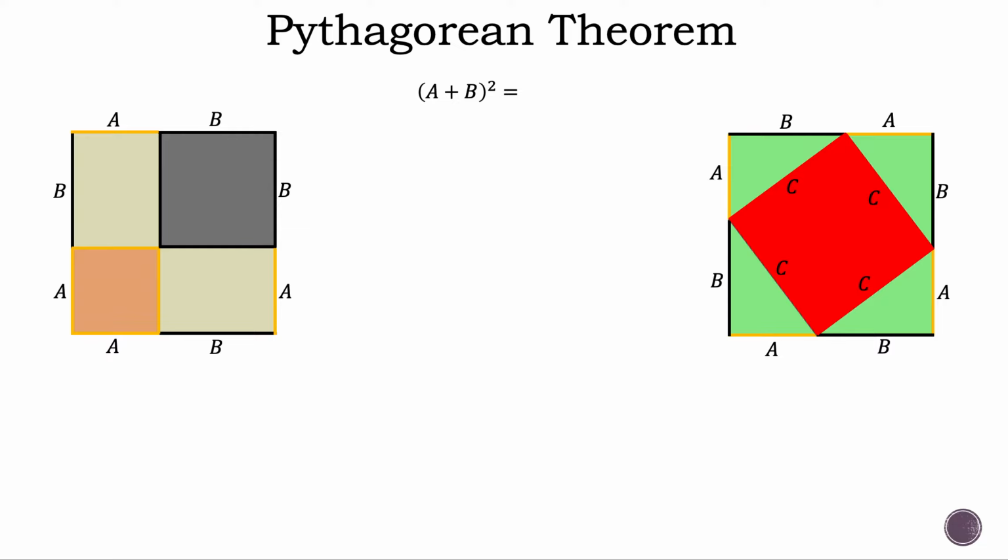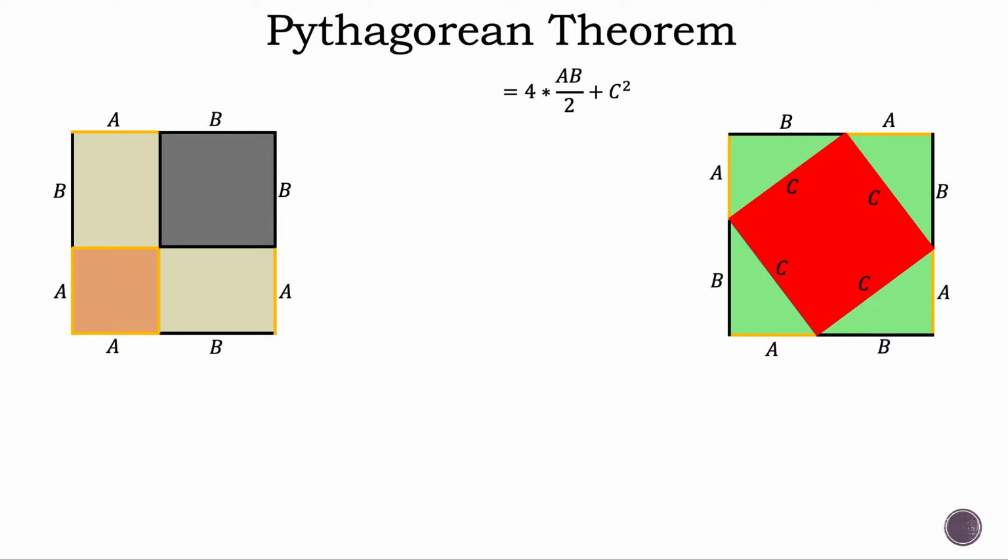If we take a look at the right side of the screen, we have a square that is divided into triangles and one square, and the area of this square is 4 times ab divided by 2, plus c squared, and that is because we are using the inside shapes to find the area, and we have 4 triangles and 1 square.